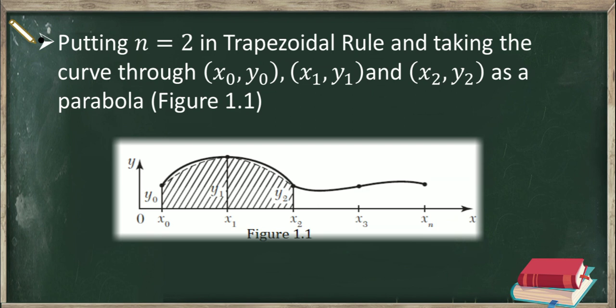Putting n equal to 2 in the trapezoidal rule, and taking the curve through (x0, y0), (x1, y1) and (x2, y2) as a parabola, see in the figure, when we put n equal to 2 in the trapezoidal rule and take the curve through these points as a parabola.